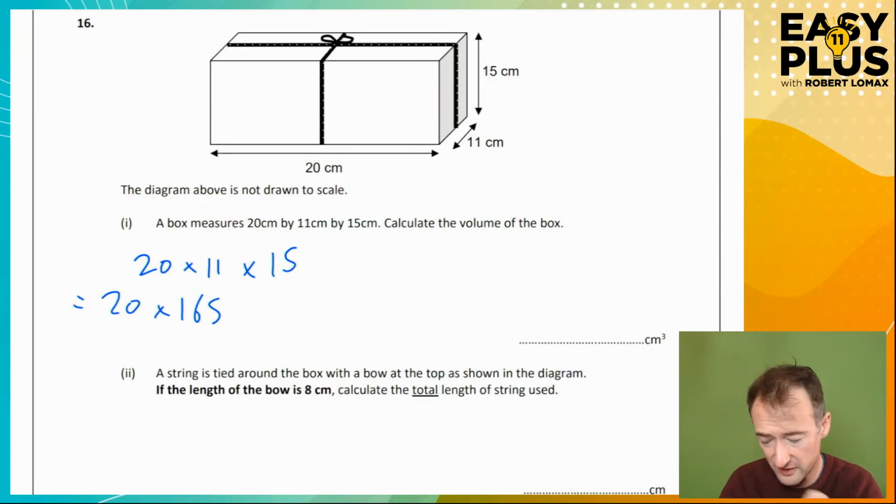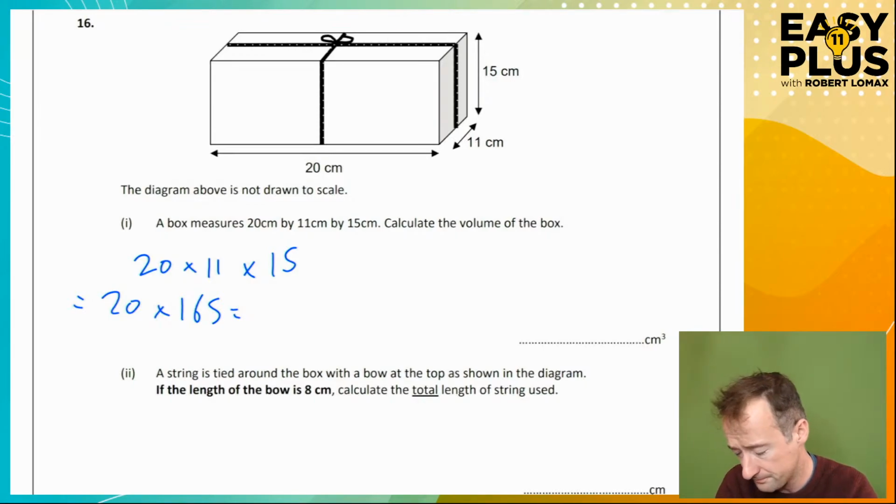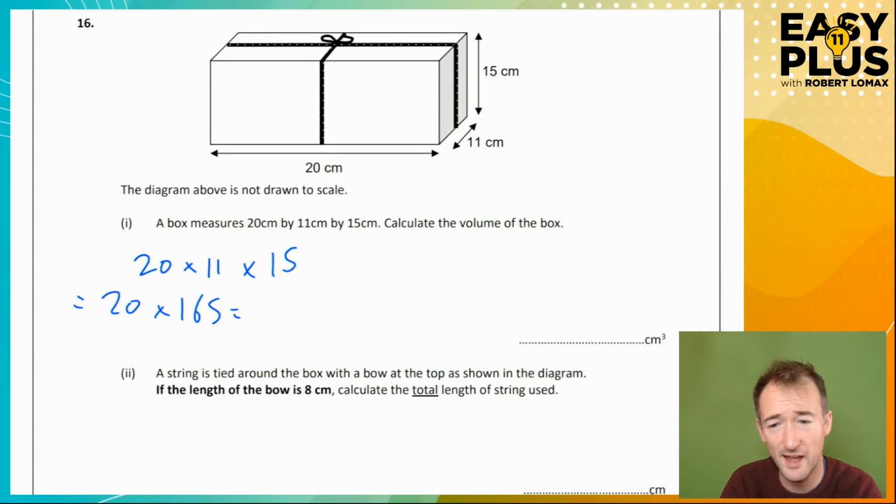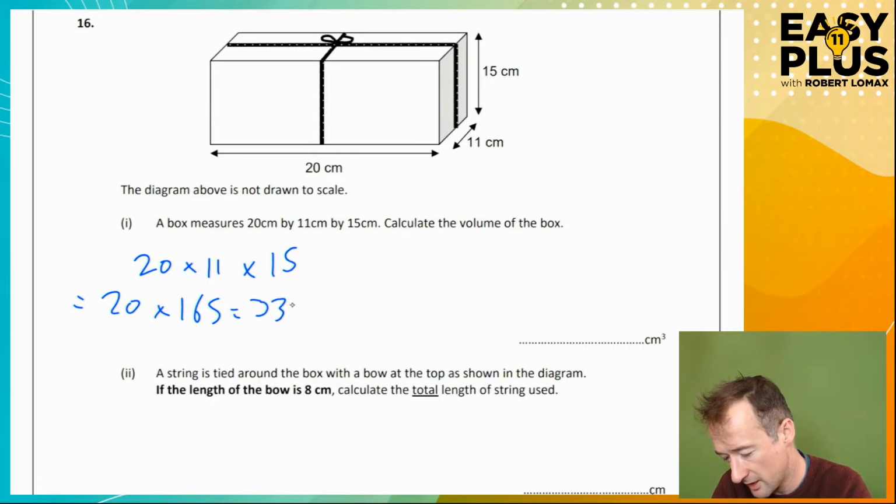So you've got 20 times 165. How do you do that? Easy, times it by 2, stick a naught on the end. How do we times 165 by 2? What's 160 times 2? 320. 2 times 16 is 32. 2 times 160 is 320. Plus an extra 10 because we've got 5, 330.